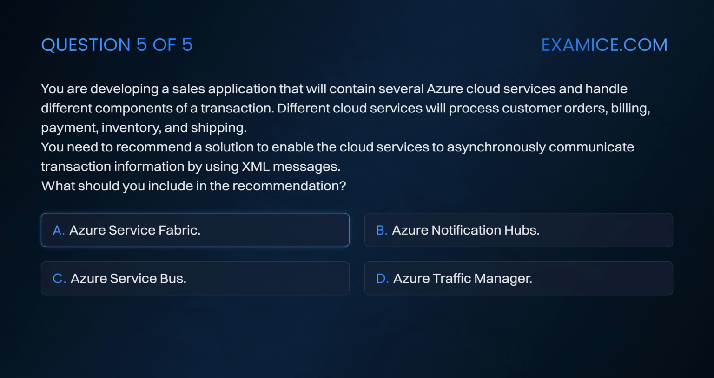Option A, Azure Service Fabric. Option B, Azure Notification Hubs. Option C, Azure Service Bus. Option D, Azure Traffic Manager.